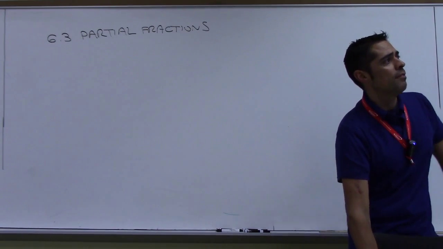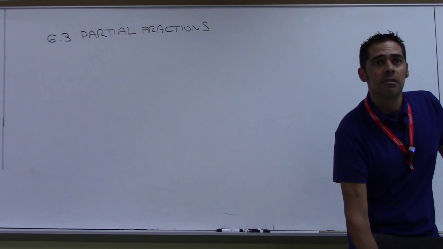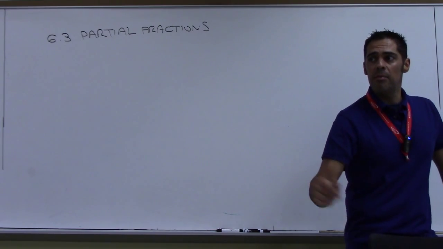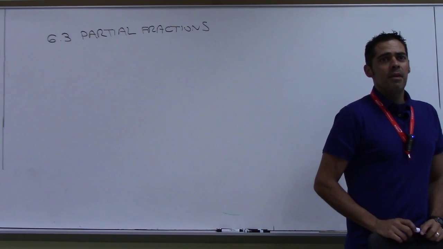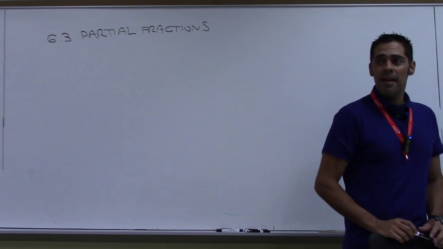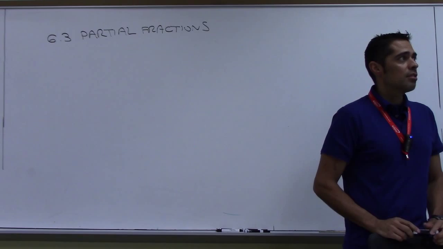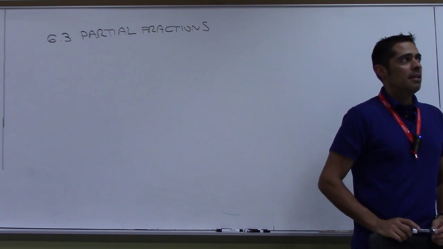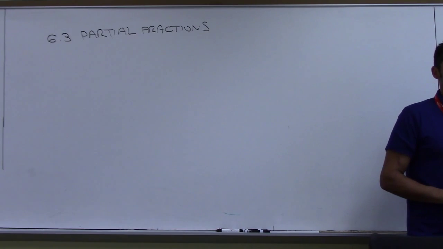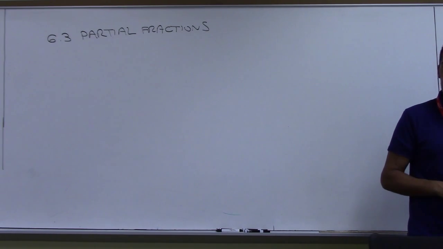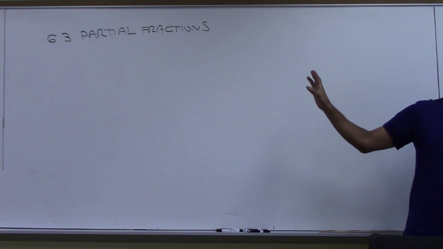is to remind you of Formula 17 in the table of formulas that says that if you've got 1 over u squared plus a squared in your integrand, the antiderivative is 1 over a arctangent of u over a. That formula is very important. It's going to come up over and over and over. I told you that a long time ago, didn't I?